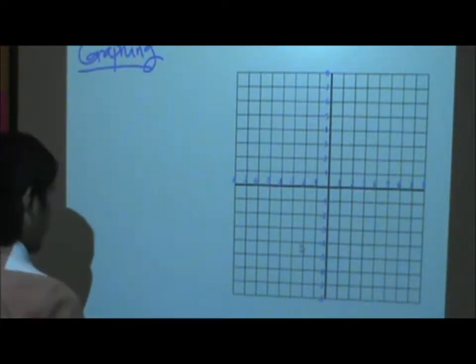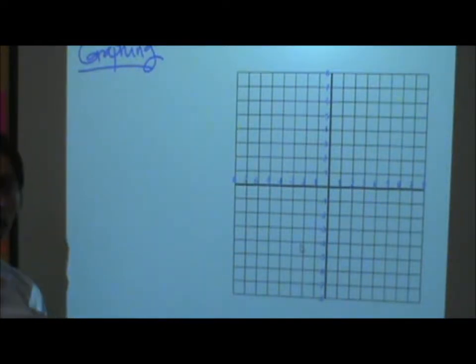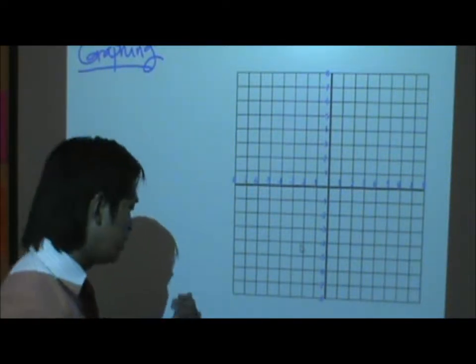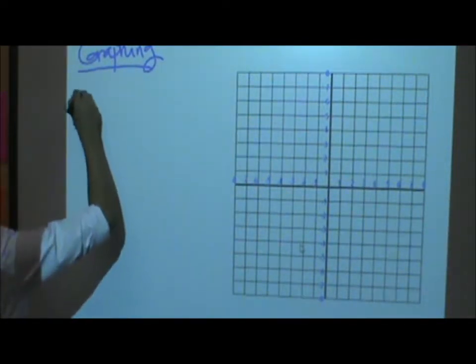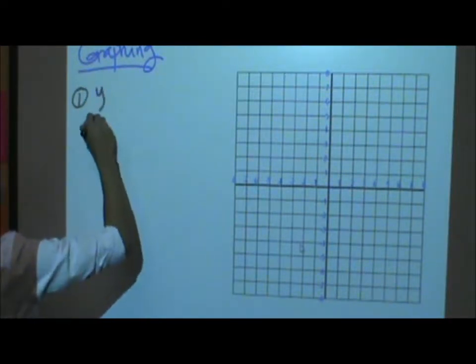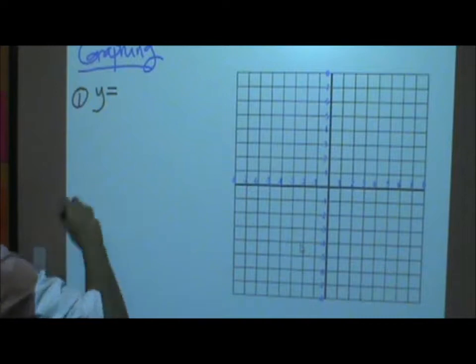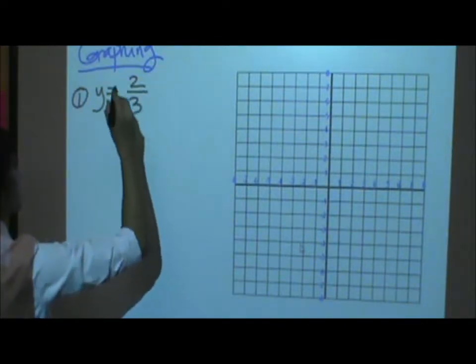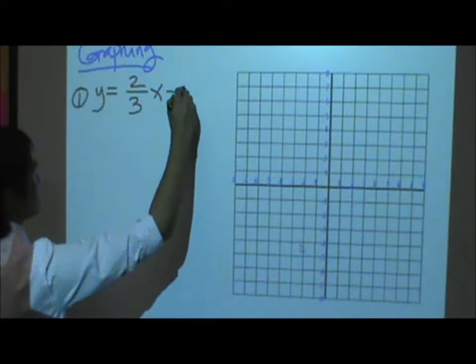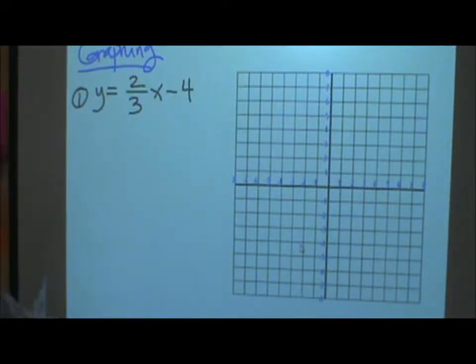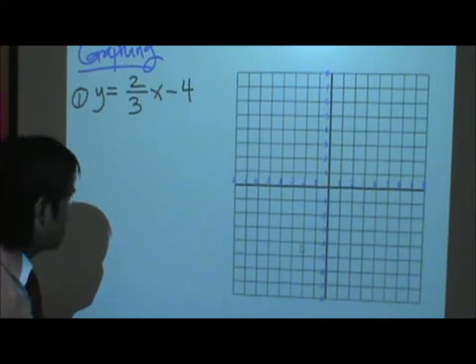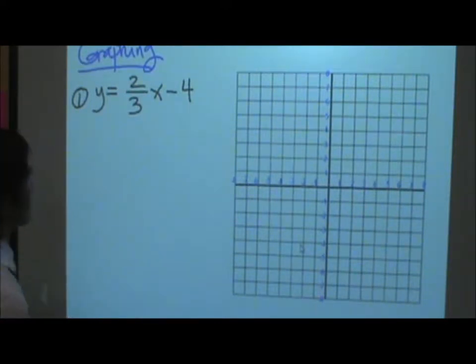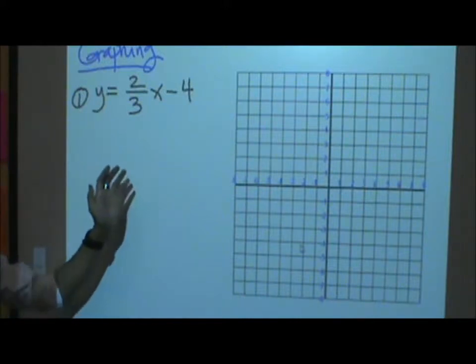Now let's take a look at graphing linear equations or linear functions or linear relations. Here we go. Let's start with number one. Number one, let's have y is equal to 2 over 3 x minus 4. In our first equation, we have y equals 2 over 3x minus 4. This is already in the slope-intercept form. That means we can easily identify your slope and the y-intercept.